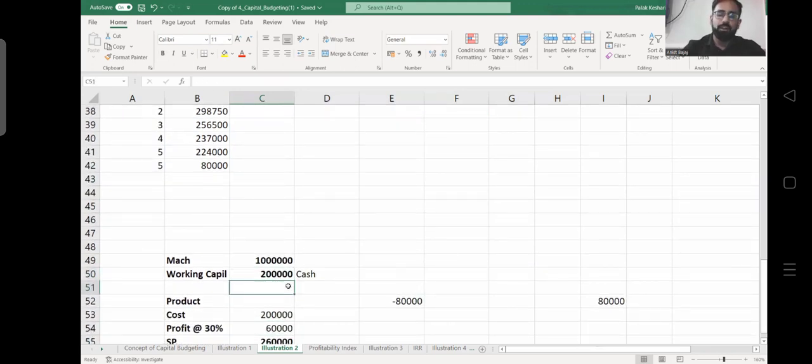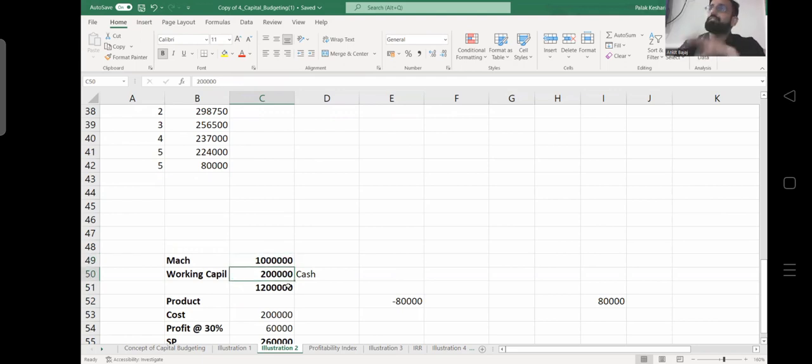Let's suppose here, you have 12 lakh rupees with you, right? What you have done with this 12 lakh rupees, you have purchased machinery of 10 lakh, right? And you kept free cash, that is 2 lakh rupees for working capital. Obviously, if you are starting a business, you will buy raw material, you will pay salary, you will pay electricity expenses. For that, you kept 2 lakh rupees.